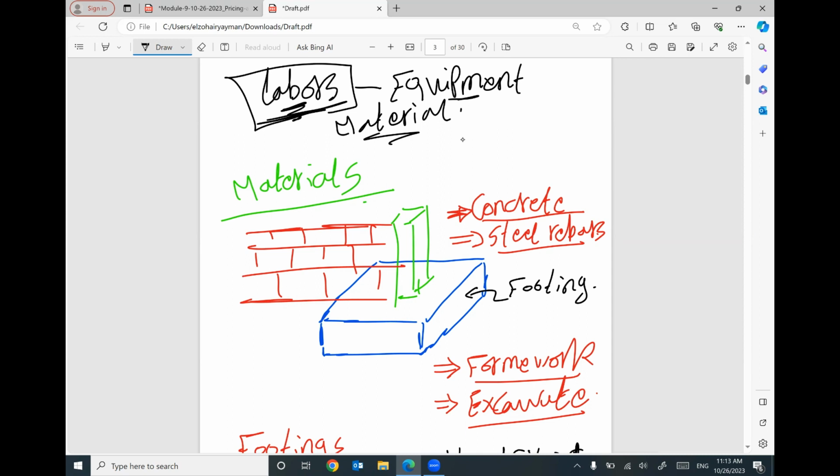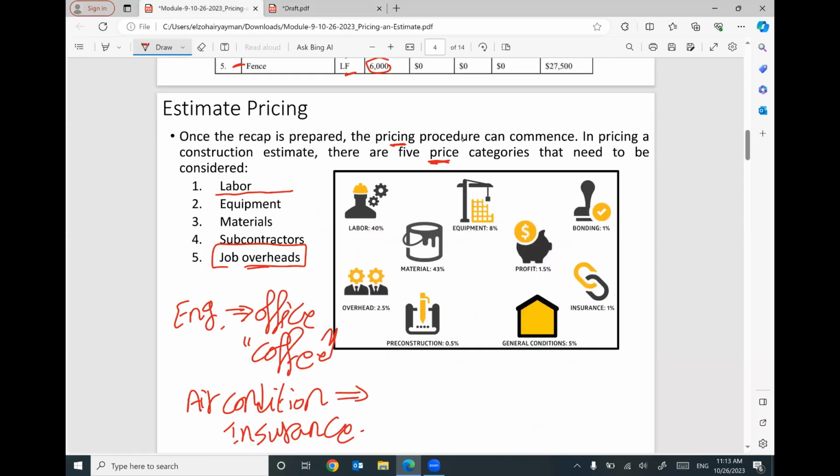These labors will eat, maybe. These labors will have a shelter. These labors will drink coffee. These labors will have insurance. So we have different categories we need to consider when you are pricing your item. That makes sense? So if you look here, this chart will give you labor, 40% of the price, the cost. Equipment maybe 8%, material 43%.